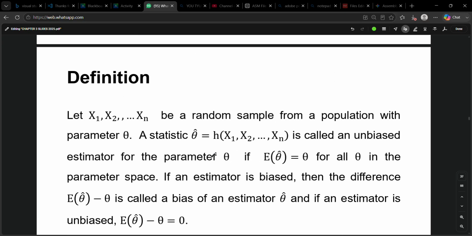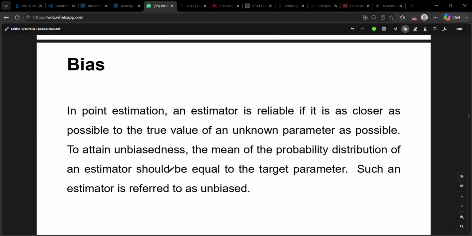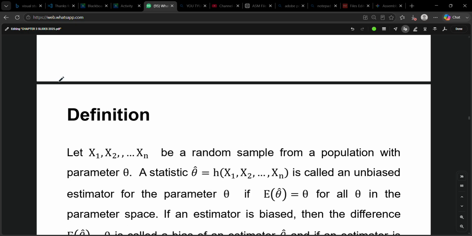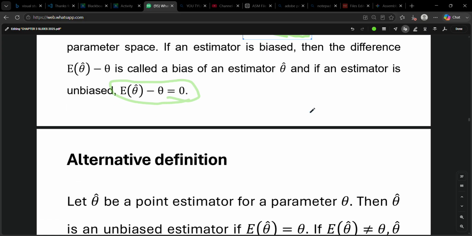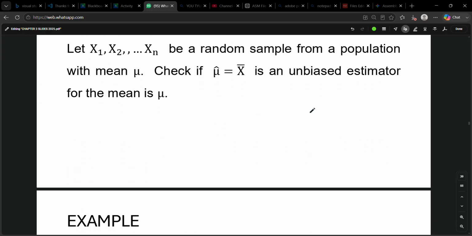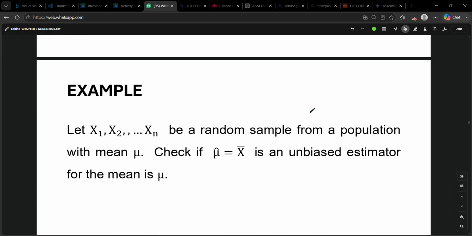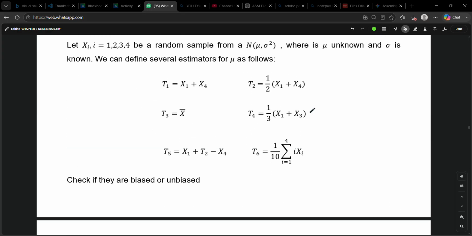Then to find the bias, you must use the formula E of theta hat minus theta. You must know the definition of what is bias. It's this one: a statistic is unbiased if the expected value of x is equal to x for all x. Then this is another definition that you can write. Then this is an example, and another one here. We'll do these examples.